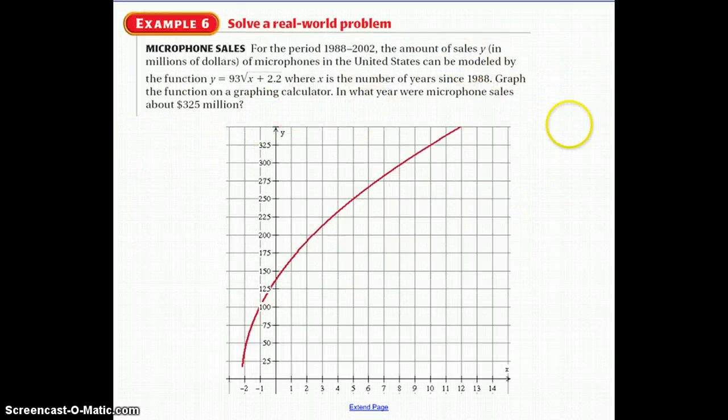Alright, so here's our last example. We're going to apply what we learned to a real-world situation. So this problem deals with microphone sales, and it says that for the period from 1988 to 2002, the amount of sales, y, which is measured in millions of dollars, of microphones in the United States can be modeled by the function y equals 93 square root of x plus 2.2. So this is our graph here.